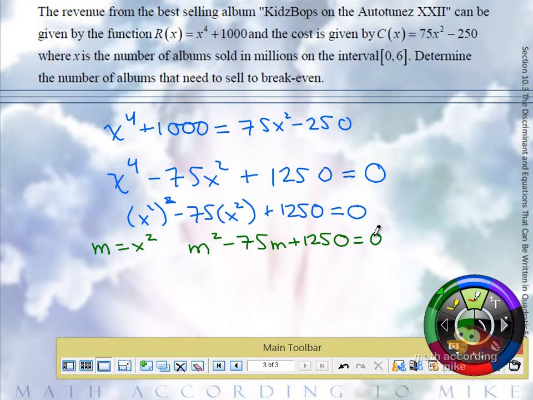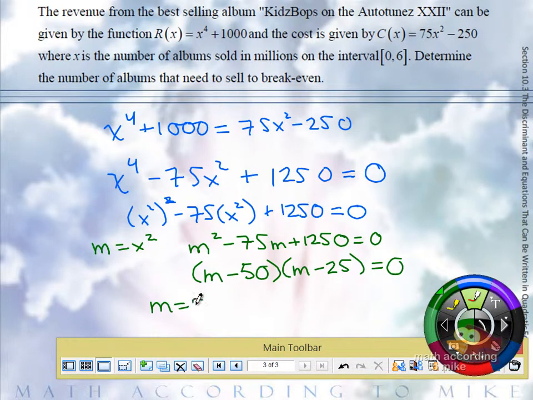How does m squared minus 75m plus 1250 factor? And minus, oh, you're saying 50. Works for me. So that says m is 50. M is 25. Oh, I wrote x. I got excited there.